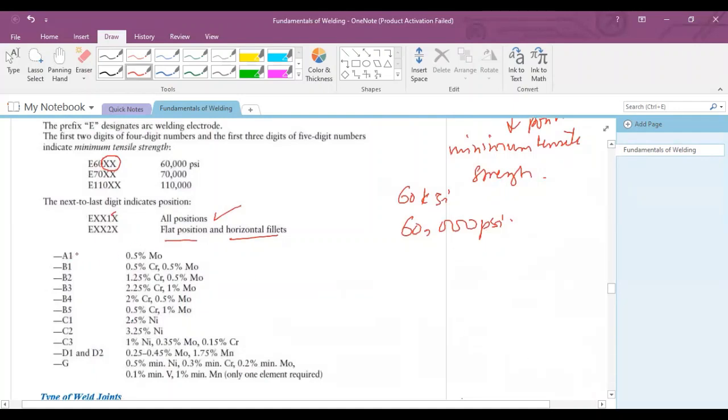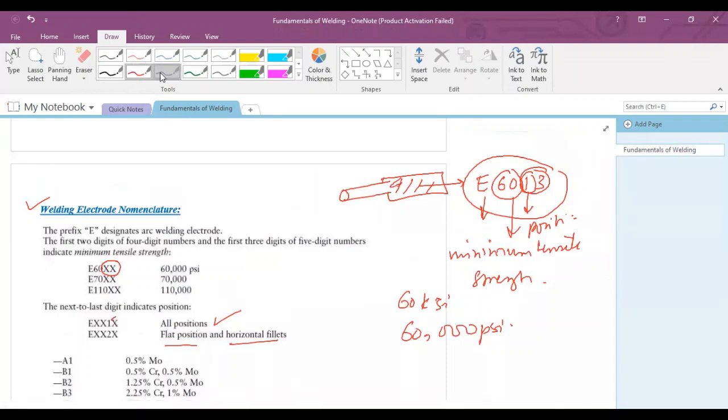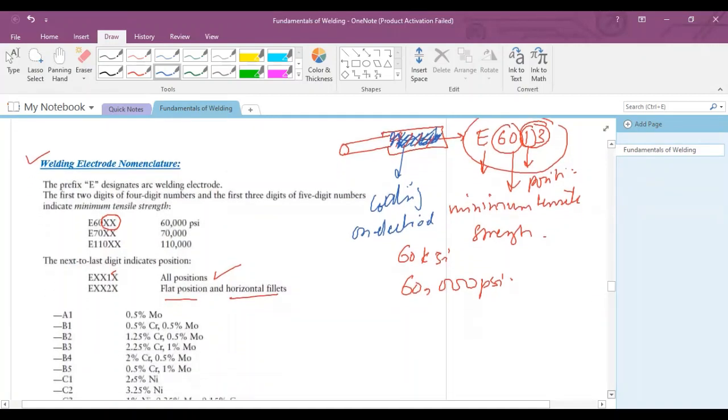The last two digits represent the coating, which is normally on the filler material. This coating, I will shade with blue color, and this blue color will represent the coating applied on the electrode. This 1 3 is the coating material, right?